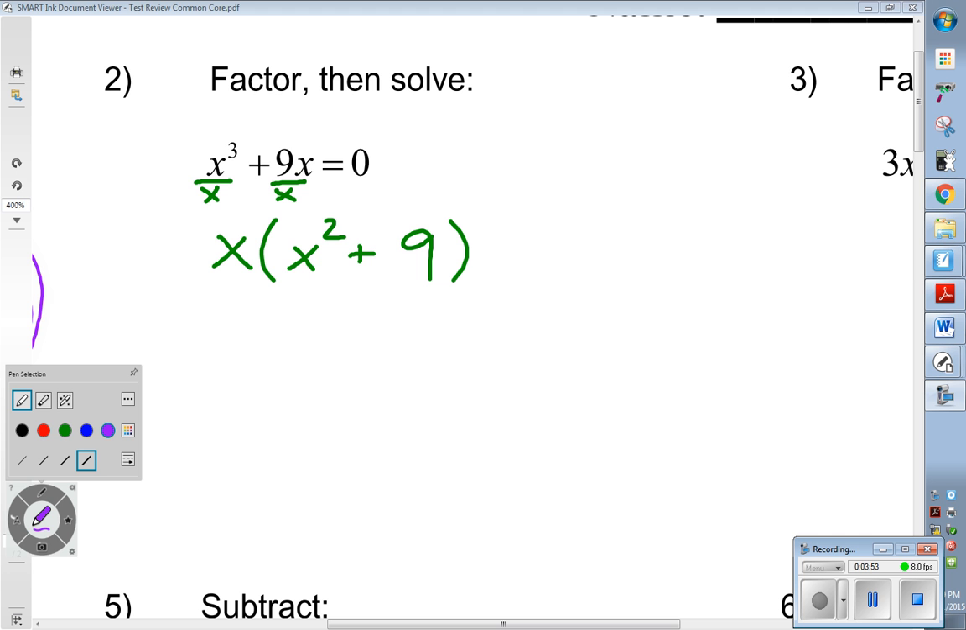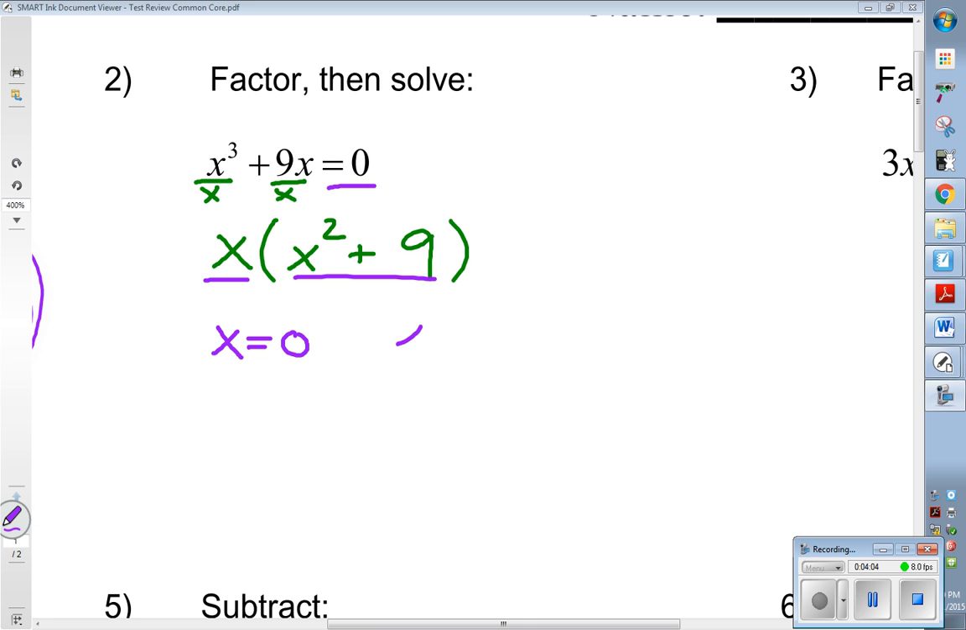Okay, so I factored it, and I'm going to solve from there. It's equal to 0, so I'm going to take each chunk here and set both chunks equal to 0. This one's done. X is equal to 0. X is by itself. This one I have to do a little work. I'm going to subtract 9 from both sides.